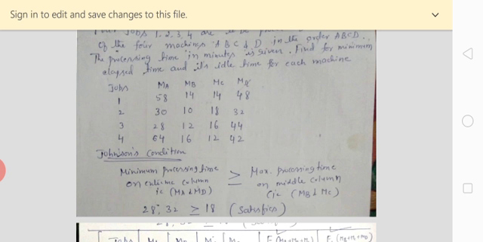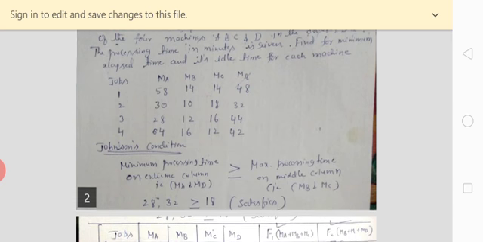Among these two, is it 28 or 32? If it satisfies the maximum processing time in the middle column, that is, the middle columns are nothing but machine B and machine C, then it is possible to convert your 4 machines into 2 machines. Now let us see: 28 is obviously greater than 18. The condition is satisfied. Again, let us see whether it is satisfied on machine D. The minimum processing time on machine D is 32. It is also satisfied, as it is greater than 18. Here both conditions are satisfied, so it is possible to convert your 4 machines into 2 machines.